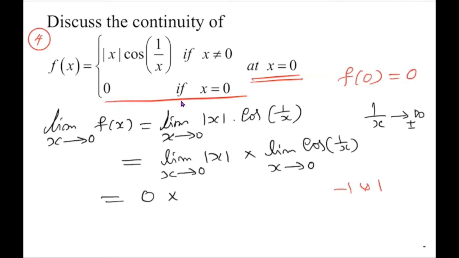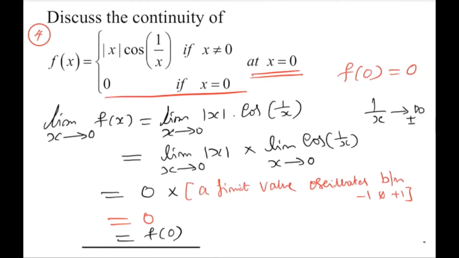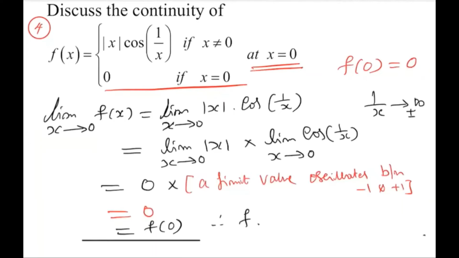So here, write a finite value oscillates between minus 1 and plus 1. So you get this as 0, which is same as f of 0. So the limiting value is same as functional value. Therefore, f is continuous at x equal to 0.